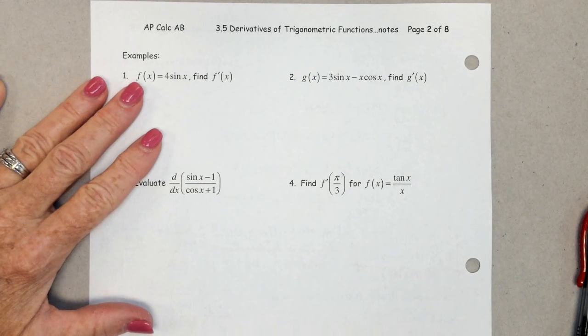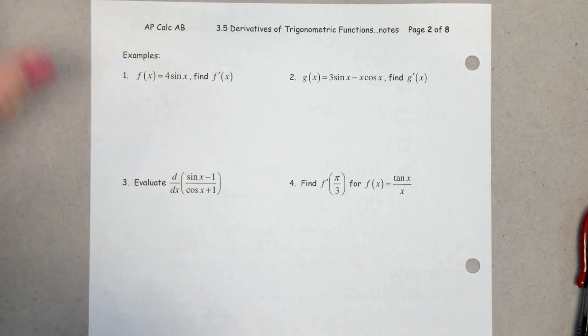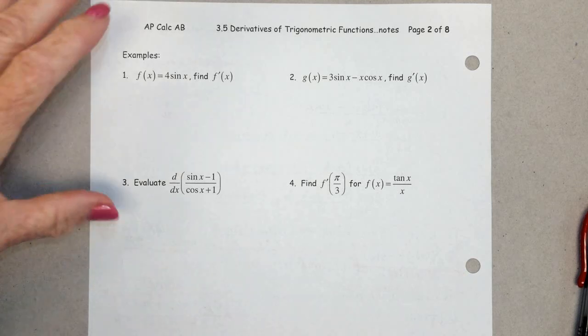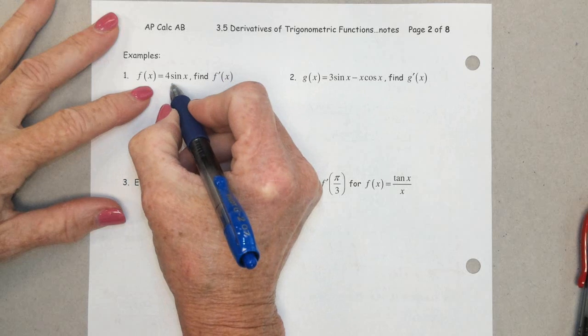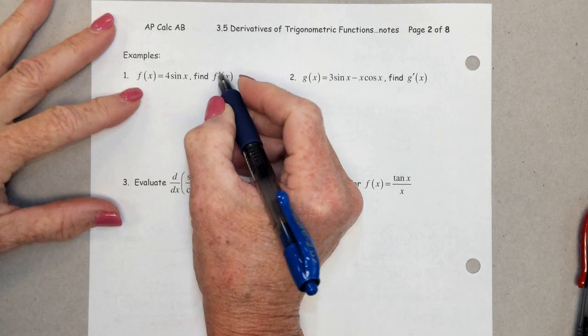And we are going to be doing some examples of the derivatives of the trig functions today. We're going to start right here with this one. F of x is 4 sine x. Find f prime.